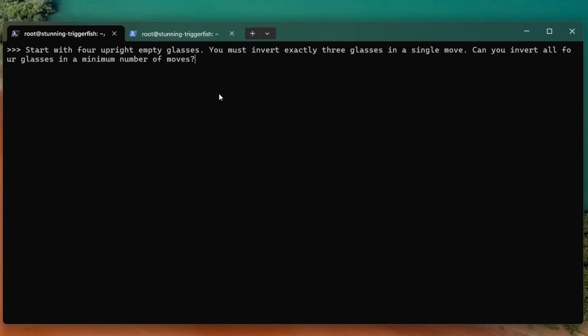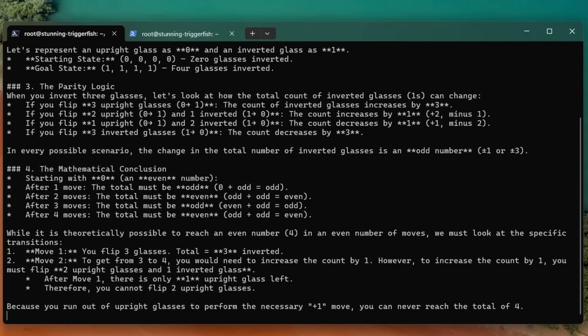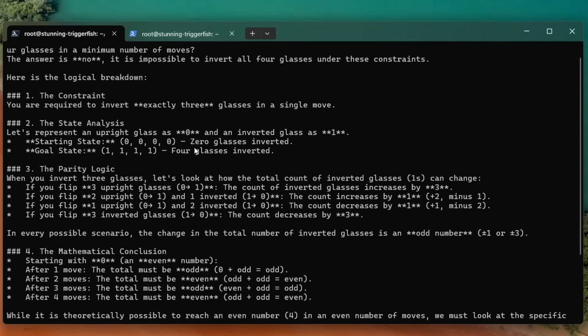Now here's a more difficult one. Let's see whether it gets it right. Start with 4 upright empty glasses. You must invert exactly 3 glasses in a single move. Can you invert all 4 glasses in a minimum number of moves? And it's come back, and what's it said? Here's the logical breakdown. No, it is not possible.